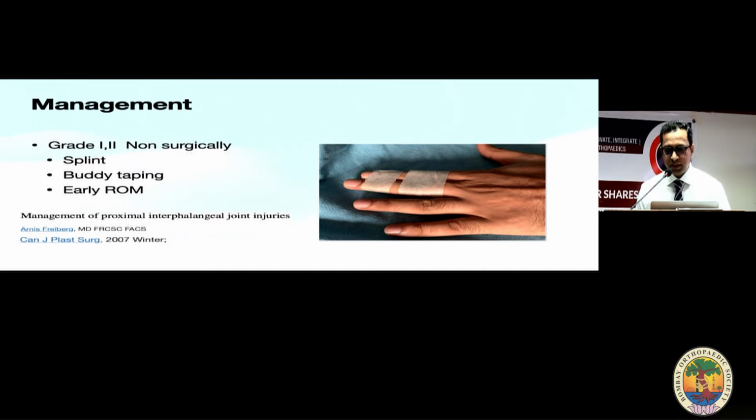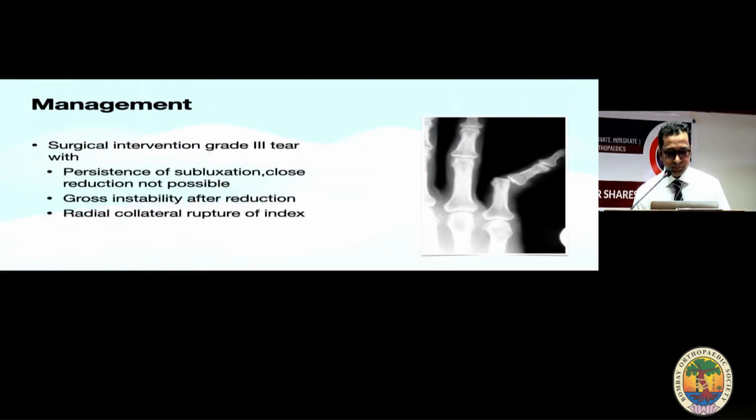Coming to the management part, grade 1 and grade 2 are preferably treated non-surgically because they are stable. If you reduce a type 2 injury, it will be stable in full flexion and full extension and can be treated very well with taping, and you can start range of motion as early as when the pain and swelling decrease. But grade 3 injuries are those which are not reducing because of some entrapment, or which are unstable after the reduction of the joint.